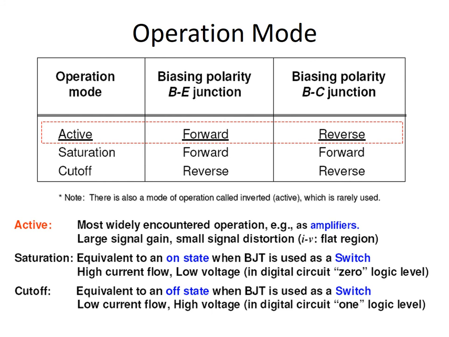For the active mode, as I said, the base-emitter junction should be forward biased and the base-collector junction should be reverse biased. Now if the base-collector junction also becomes forward biased, the flow of the current is reducing, and that is the saturation mode. In cutoff, both junctions are reverse biased.